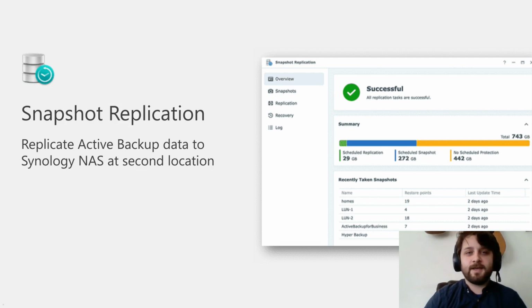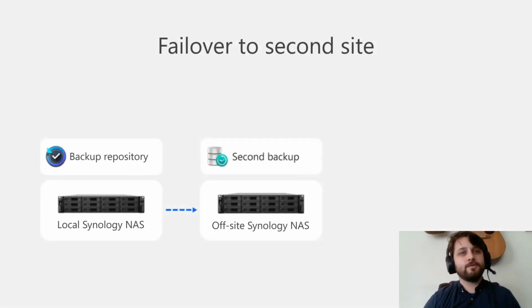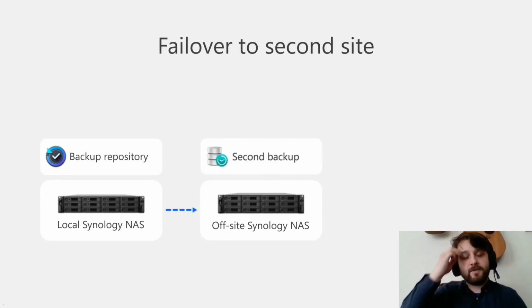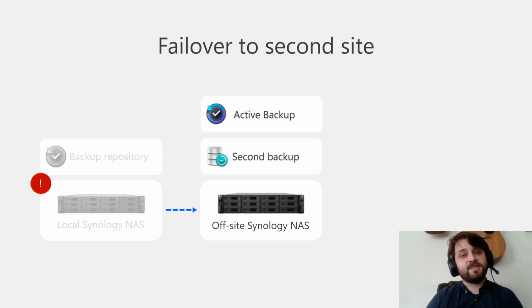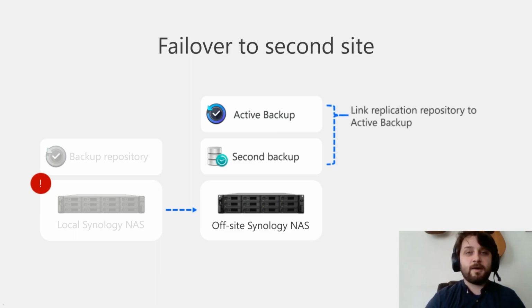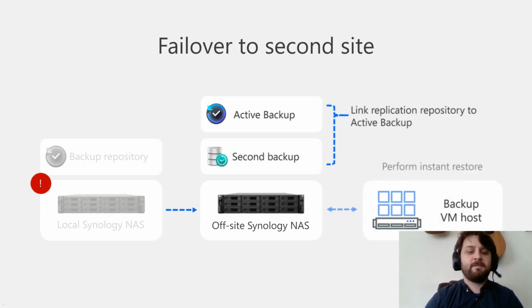So what this all looks like here: you have your backup repository on your local Synology NAS. This is your source. Then you have your second backup through snapshot replication off-site, and that's your destination. If there was ever an issue with your first one, you can fail over to your second Synology NAS. You can have another instance of Active Backup there and reconstitute that data. From there, after you link that replication repository, you're able to bring that back into your VM host, basically the same process that we saw when we instant restored that VM into our ESXi host. So let's go ahead and begin this whole process.